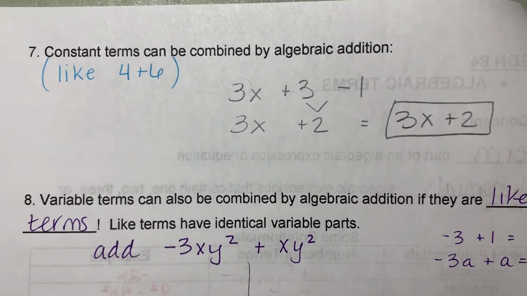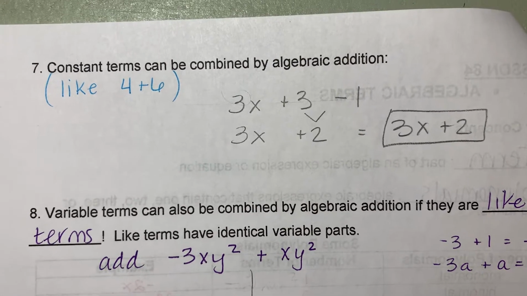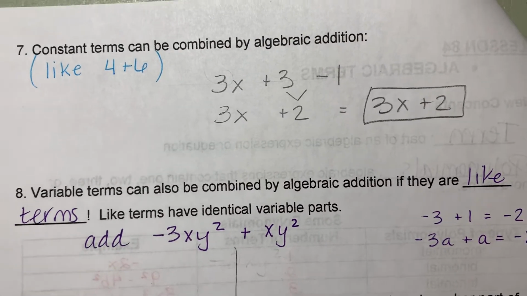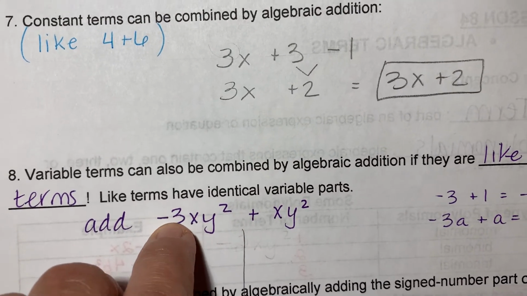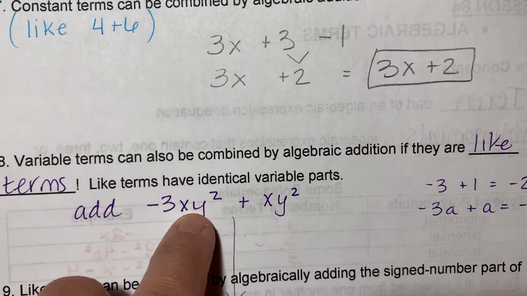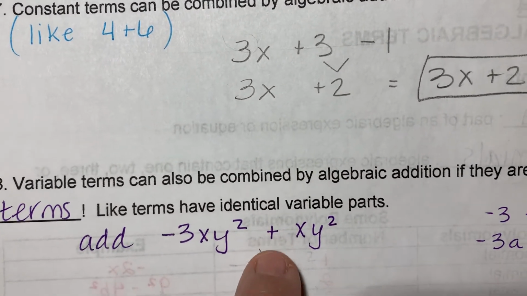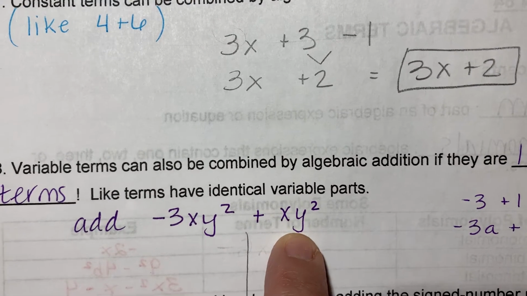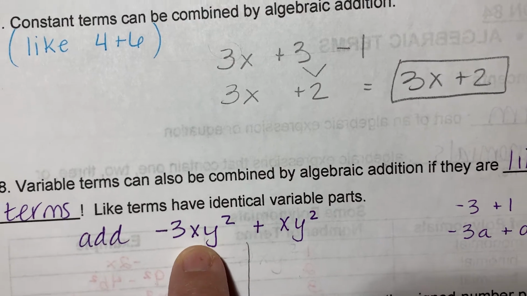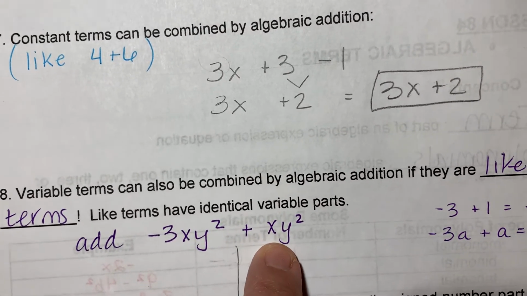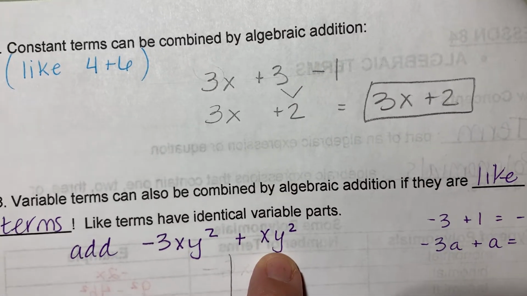Terms can also be combined by algebraic addition if they are like terms. Like terms mean they have identical variable parts. Each term could have a constant or a number, and then any combination of variables. But the minute you see the separation with a plus or a minus, you know you're going to a new term. So the way I read this is minus 3xy squared combined with 1xy squared. So I have minus 3 of them, and I have 1 of them.